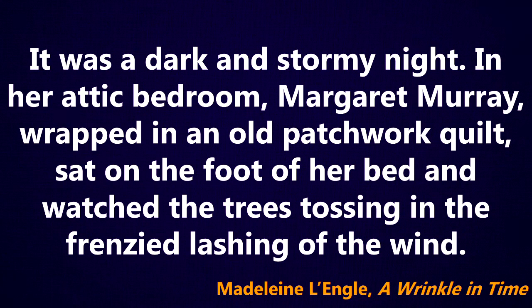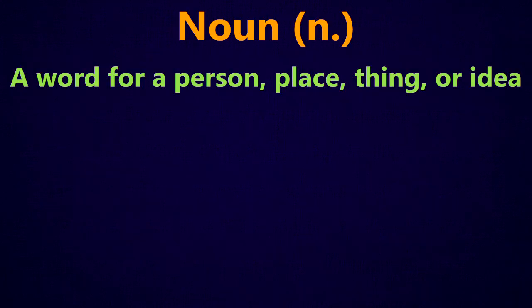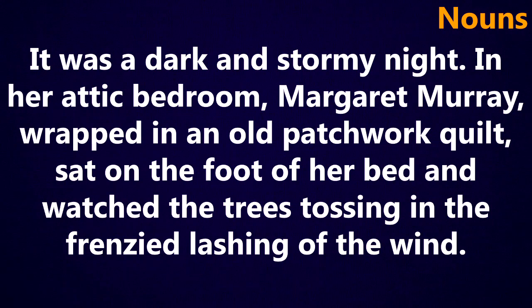So what I'm going to do now is go through and look at each of the 7 word types and try to identify them in this passage. The first word type we're going to look at is nouns. Now remember, a noun is a word for a person, place, thing, or an idea. Looking at this passage, try to see if you can find the nouns. You can pause the video, try to find them on your own, and then when you're ready, press play, and you'll see me show you where they are.